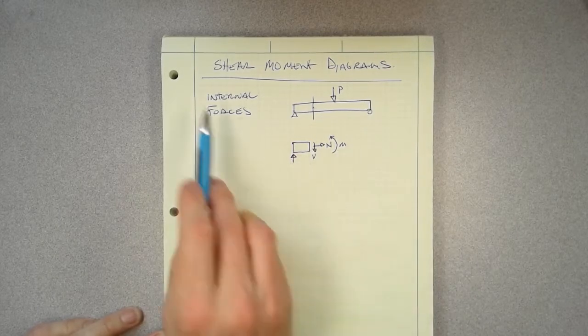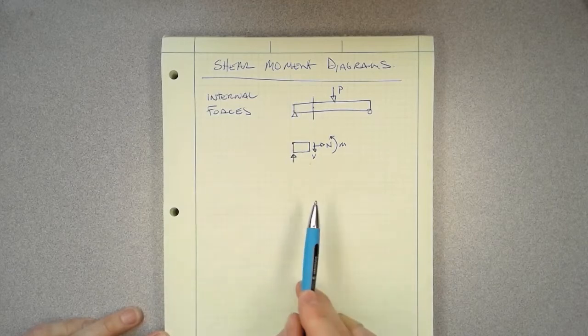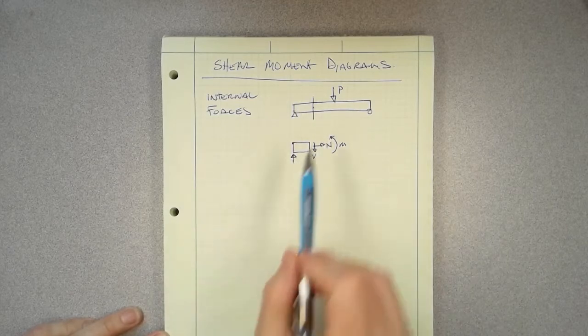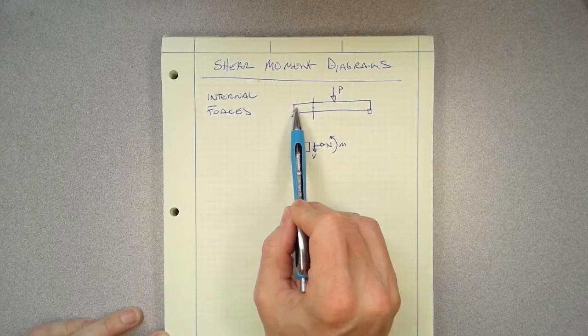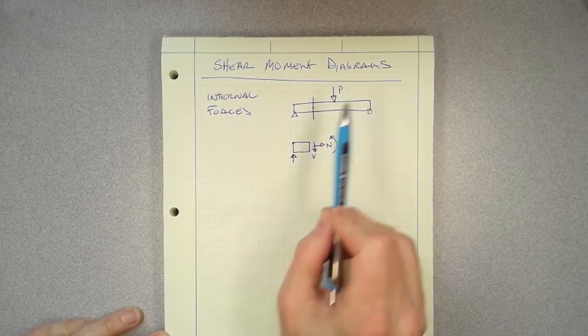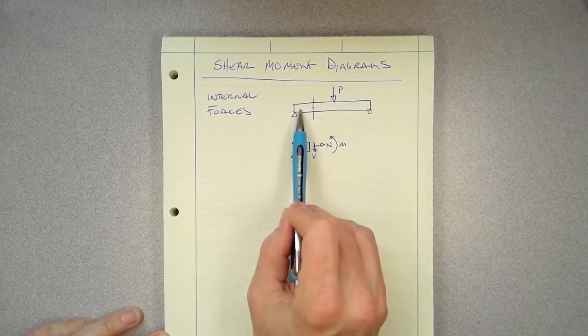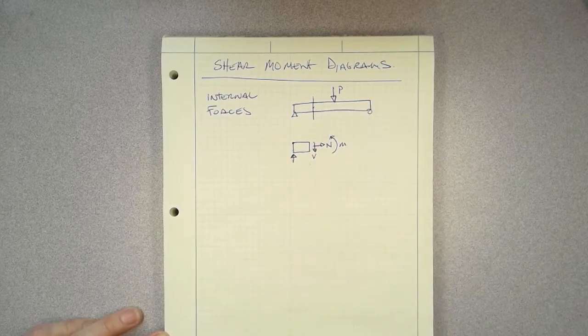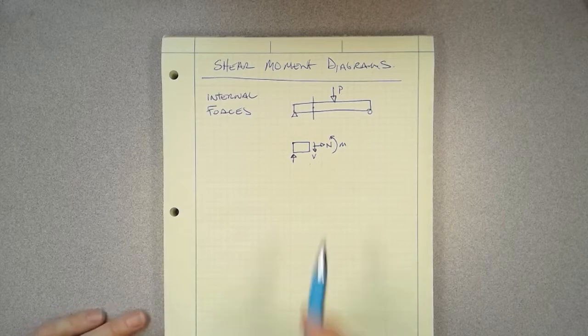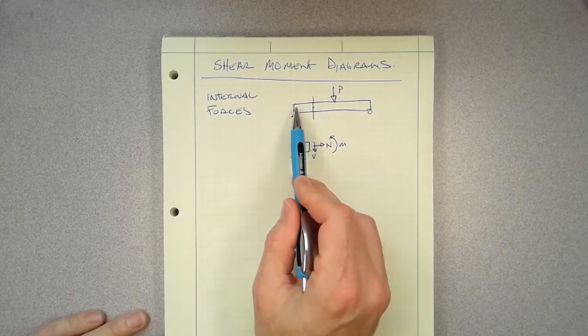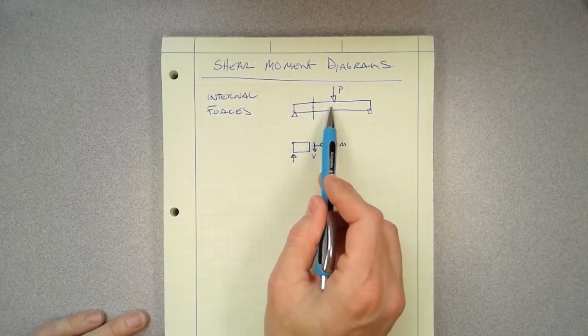Now, when we create the shear moment diagrams, we're going to create a diagram that shows the shear along the entire length of the beam, and a moment diagram that's going to list all the moments along this entire beam. So really, if we think about it, we are calculating the internal forces at every point along this beam.